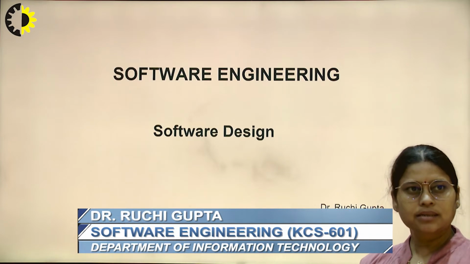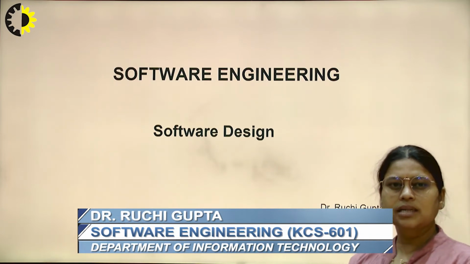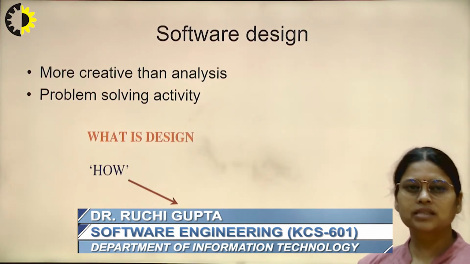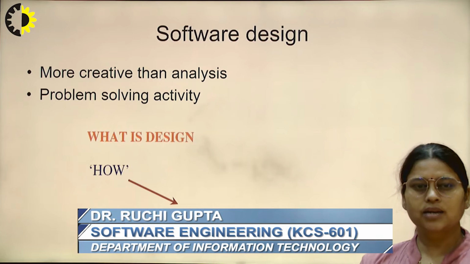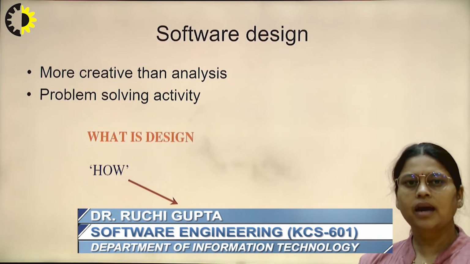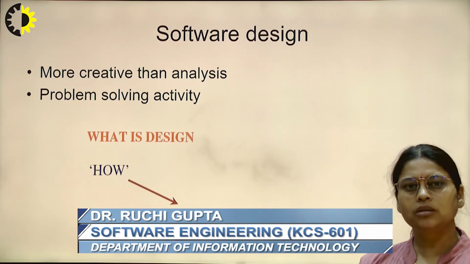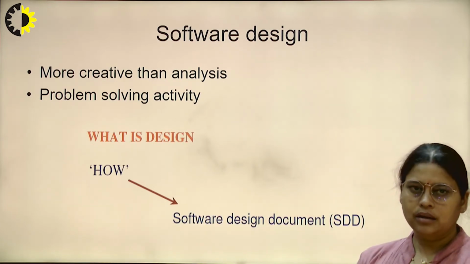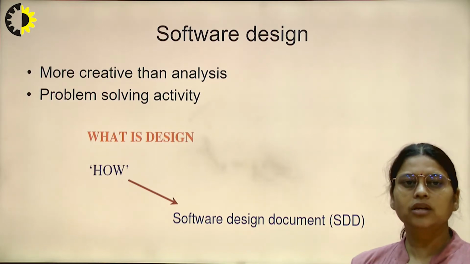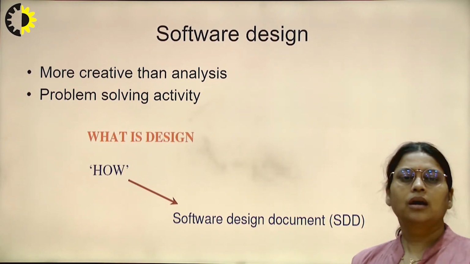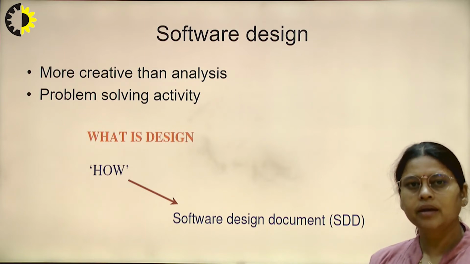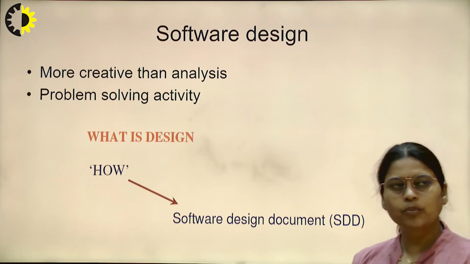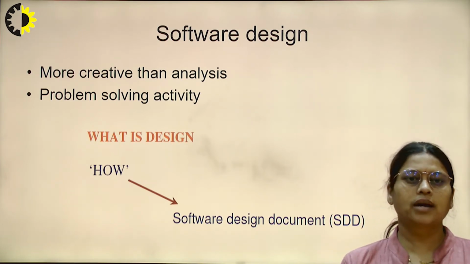Today we will discuss the second phase of SDLC, that is software design. As we have already done the first phase of SDLC, that is software analysis and specification, under that phase we gathered information from the users and other stakeholders of the company. After gathering that information, we scrutinized and reviewed the requirements, and finally we have to prepare a document, and that document is called SRS.